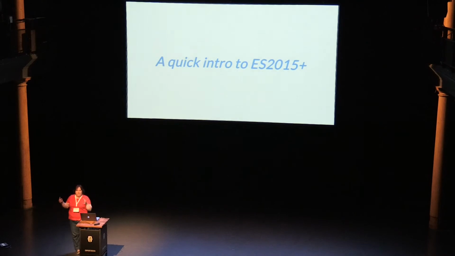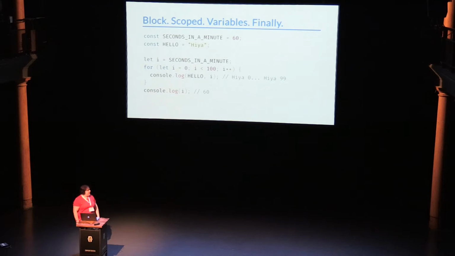So I'm going to give a very quick intro to ES 2015 for those of you who have not fully used ES 2015 in your code. First up, block scoped variables, finally. To me, it feels like it should have been in the language long ago, because I have been caught out many times by the hoisting effects of var, and head-on desk moments happen frequently.